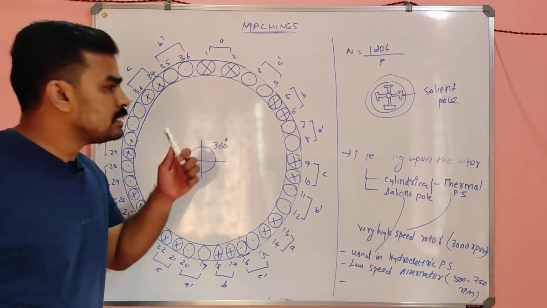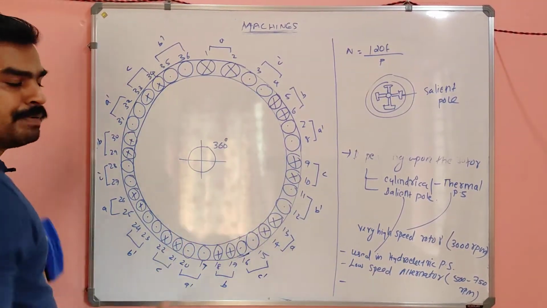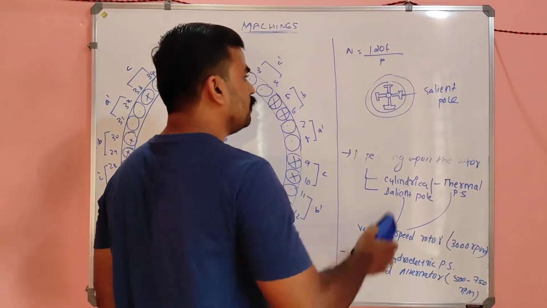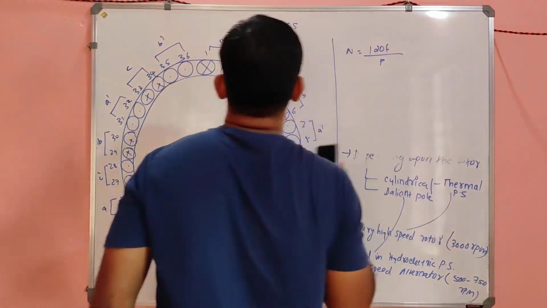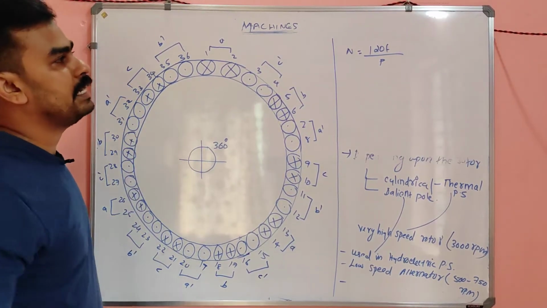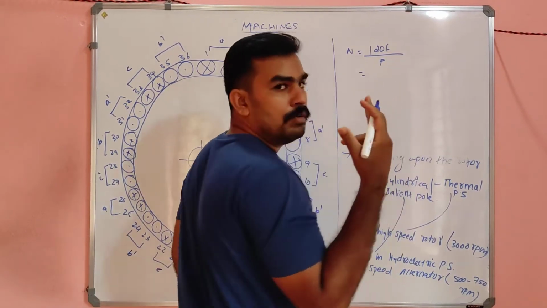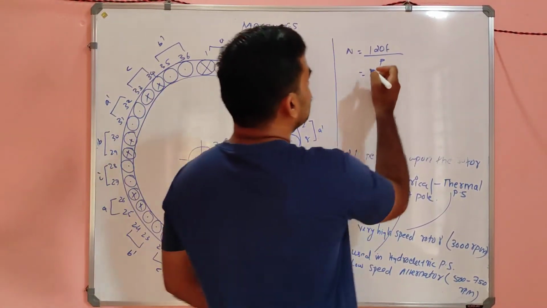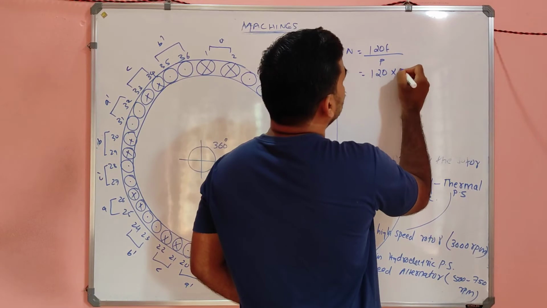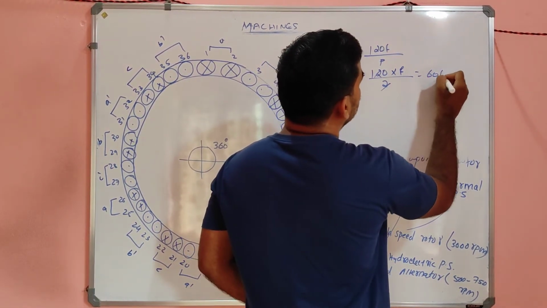In a salient pole alternator, I already told you, it is a low speed alternator which is used in hydroelectric power stations, and the general equation for the speed of the alternator is N = 120 F by P. Suppose there is a two pole machine. So 120 into F divided by 2 will be equal to 60 F.